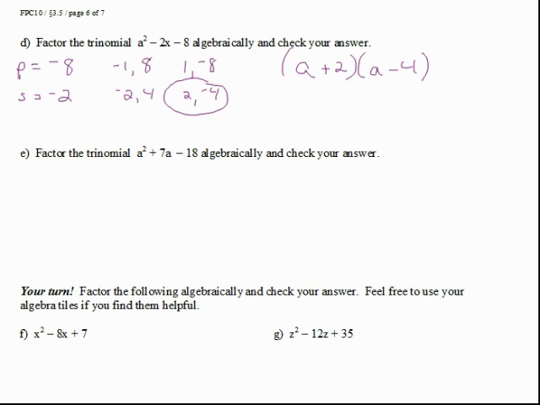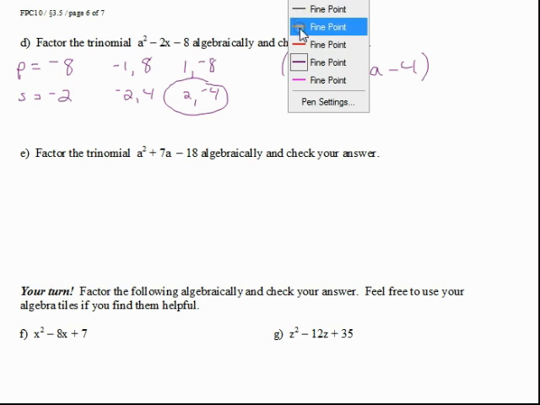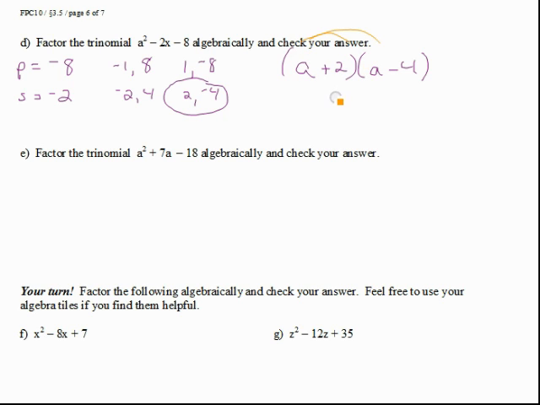So that's why. Okay, and then I'm going to FOIL this to check that my answer is correct. A squared minus 4a plus 2a minus 8 equals a squared minus 2a minus 8, which is what I started with. So yay.